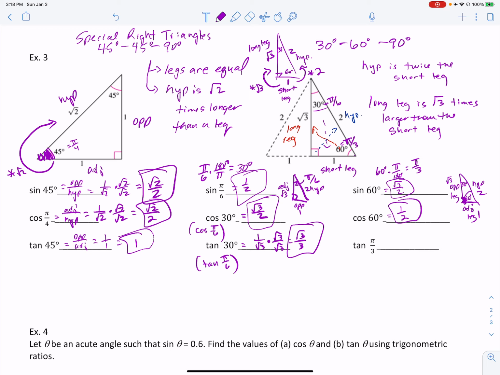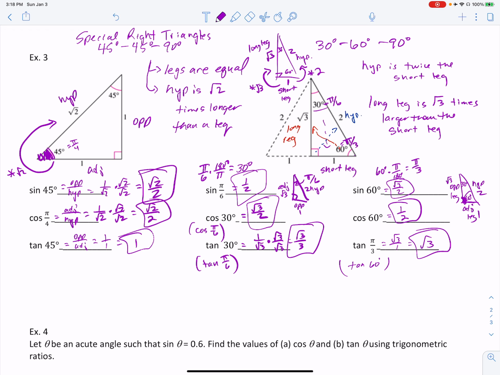And your tangent of pi thirds, remember tangent of pi thirds is the same as taking 180 divided by 3, divide it into equal thirds at 60 degrees. And so we're still using a 60-degree reference angle, and tangent is opposite over adjacent, which is your root 3 over 1, which we are just going to write root 3.